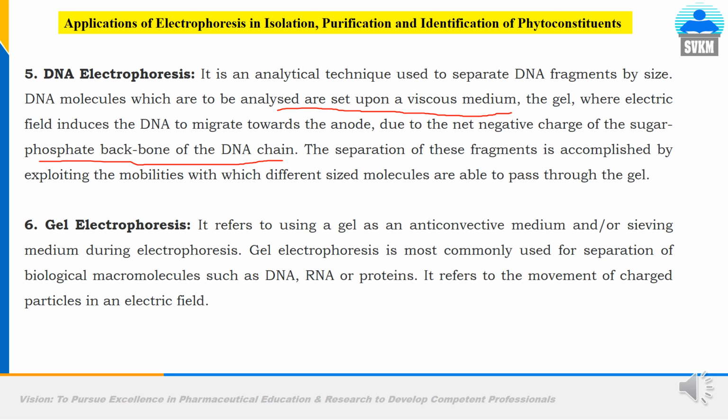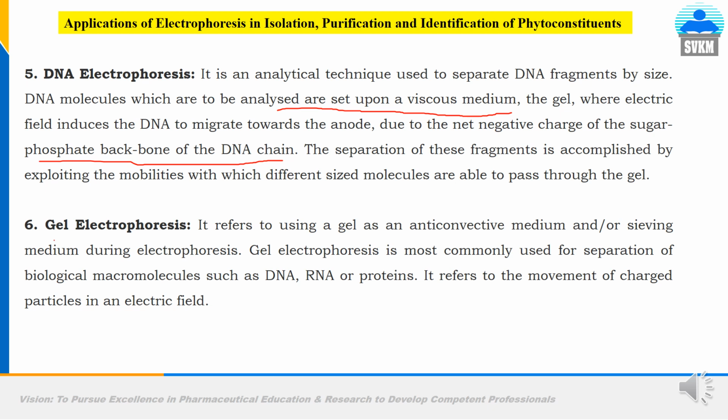So on the gel, the viscous medium, when we apply a mixture of plant protein or plant DNA, and if I want to see the different DNA molecules present in that plant mixture, then I just have to provide a small electric current at a specific frequency. Then I can see that all the DNA molecules migrate towards the anode because of the negative charge of the sugar phosphate backbone, and thereby it elicits a proper separation of these compounds.